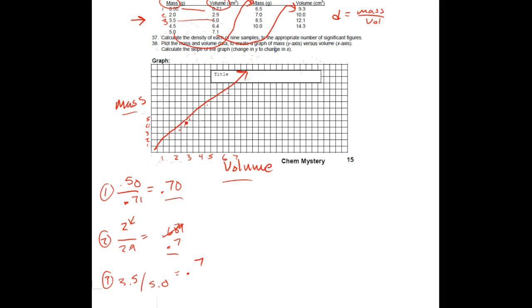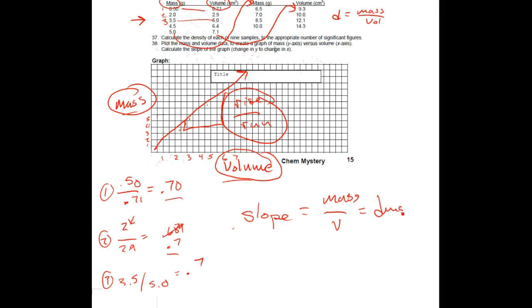Now we have to find that slope, which is rise over run. But if you know what rise is, it's mass, and what run is, it's volume. The slope is equal to mass over volume, which is the same as the density, which you just figured out, 0.7. That's it.